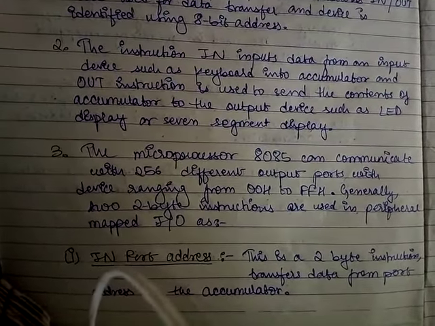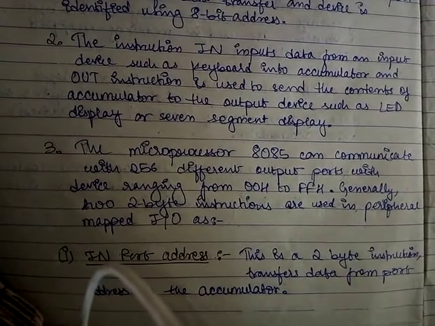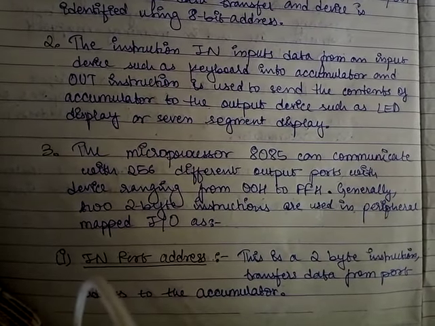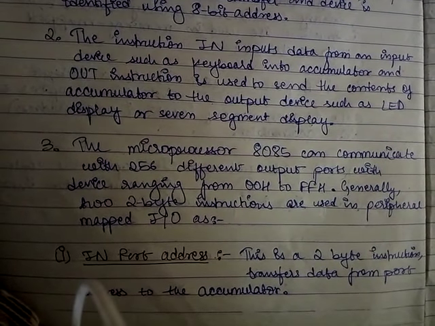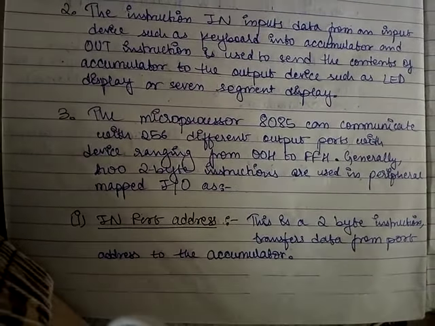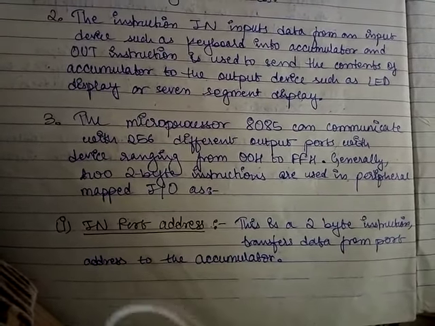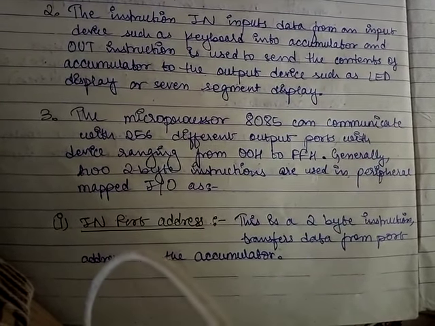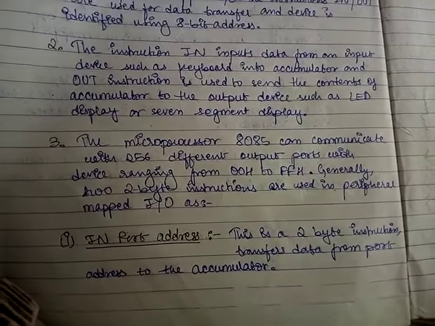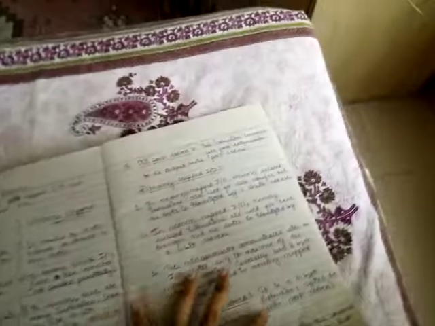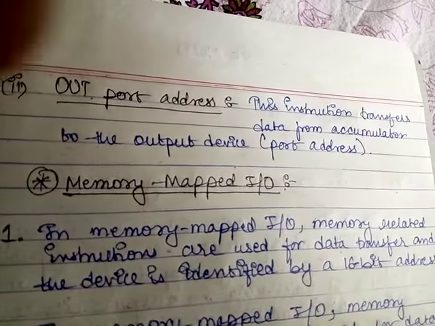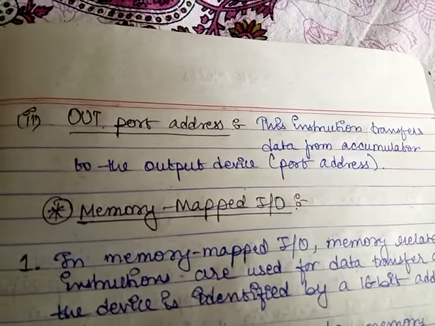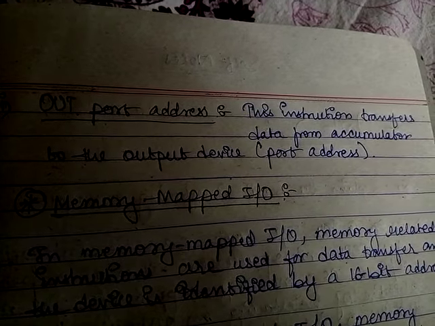The microprocessor 8085 can communicate with 256 different output ports with device addresses ranging from 00H to FFH. Generally, 2-byte instructions are used in peripheral mapped I/O, and those instructions are IN port address. This is a 2-byte instruction which transfers data from the port address to the accumulator. OUT port address. This instruction transfers the data from the accumulator to the output device.